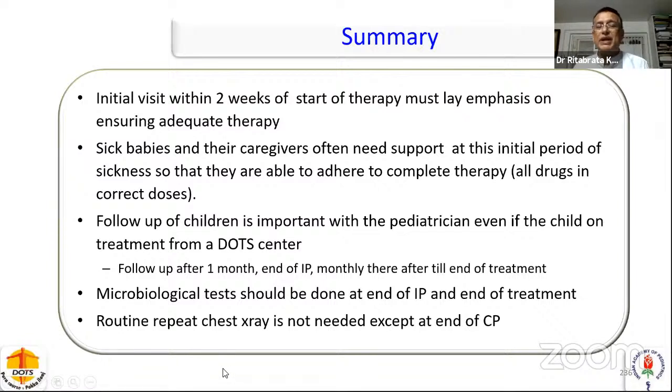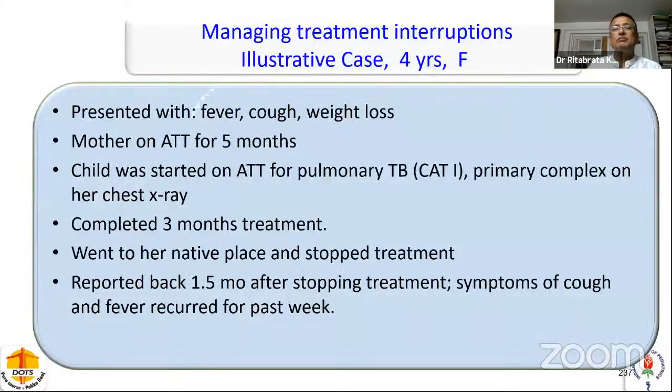Follow-up after 1 month at the end of the intensive phase. I have told you at what time microbiological tests should be done, and routine repeat X-ray is not needed except at the end of the completion of therapy.